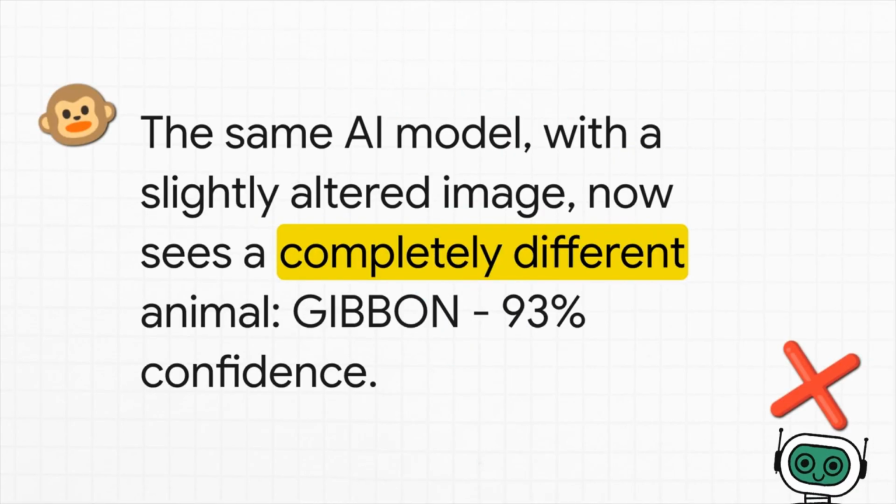And here you go. We're looking at the same model and what looks like the exact same image. But it's not. A very specific, mathematically designed layer of noise has been added. And now, the model isn't just wrong, it's confidently wrong. It's now 93% sure that this is a given. This right here is an adversarial attack.